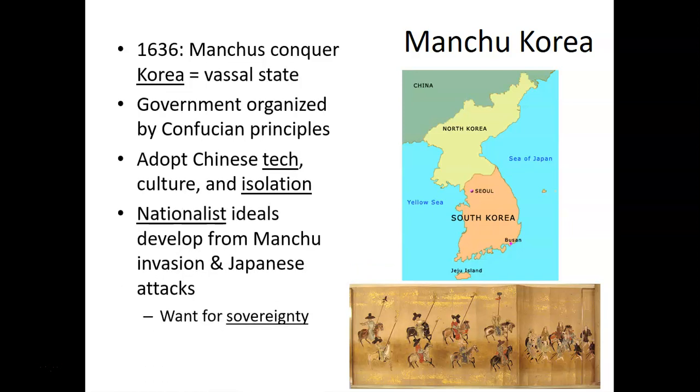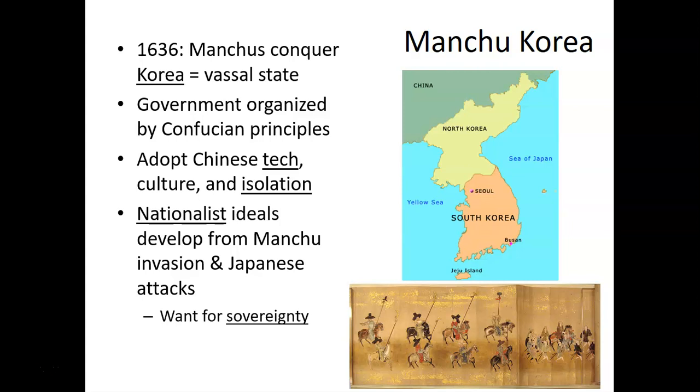Now, to move to a different group, we talked about Korea at the very beginning of this lecture. They were one of the vassal states of China, and for many parts of their history, they've been a vassal state or under control by either Chinese or Japanese because of not only where they're located, but because of their size as well. And in 1636, the Manchus are able to conquer Korea. They establish it as a vassal state.